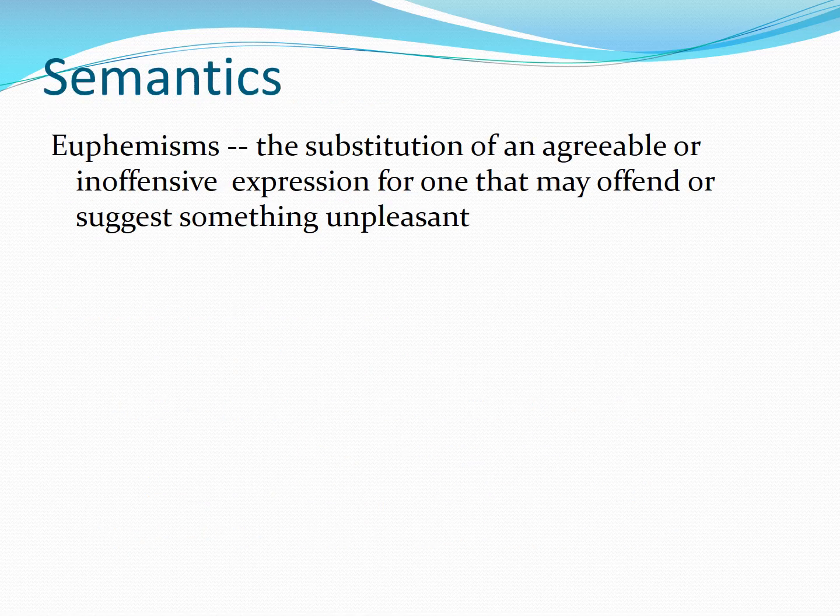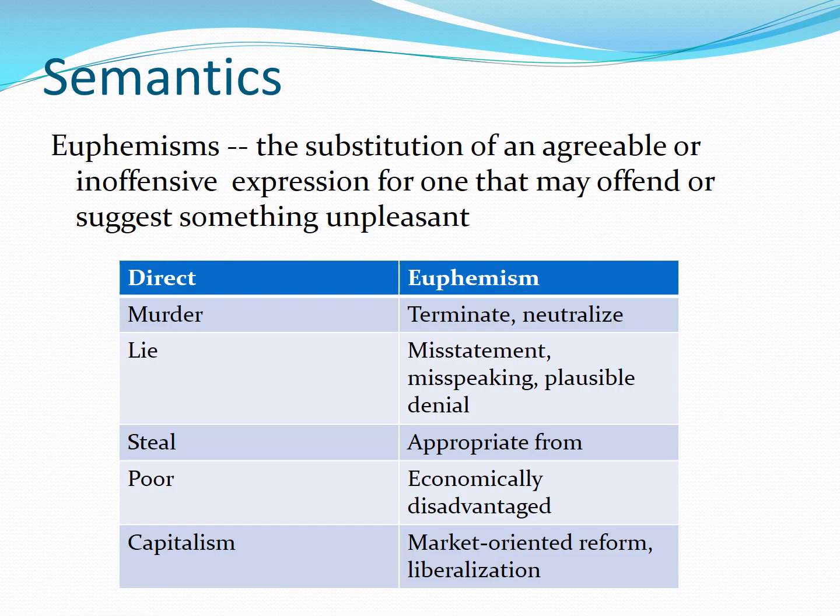So within semantics, we often come up with euphemisms. A euphemism is the substitution of an agreeable or inoffensive expression for one that may offend or suggest something unpleasant. So if it sounds harsh, we come up with another way to say it so that it doesn't have that same harshness to it. For example, instead of saying the person committed murder, we might say that they were neutralized.